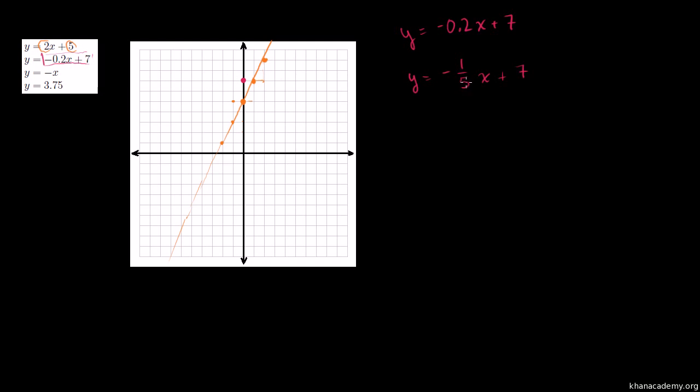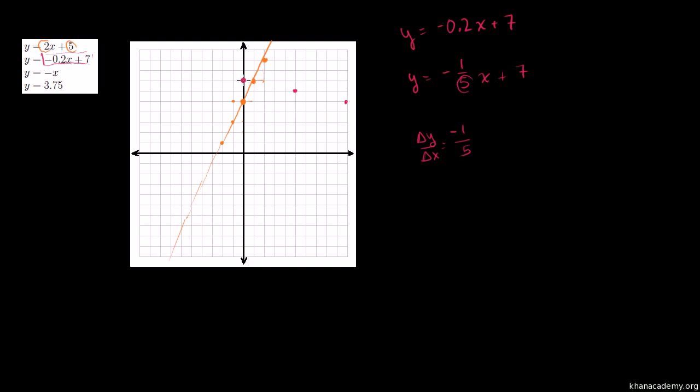And this tells us that for every 5 we move to the right, we move down 1. So we could view this as negative 1 over 5, that delta y over delta x is equal to negative 1 over 5. For every 5 we move to the right, we move down 1. So 1, 2, 3, 4, 5. We moved 5 to the right. That means we must move down 1.